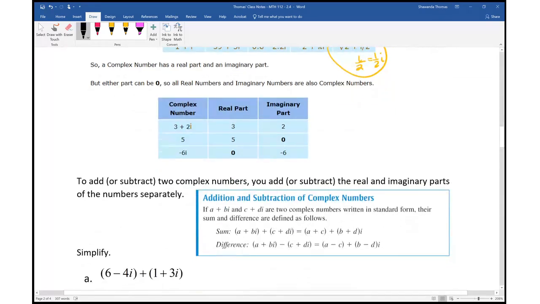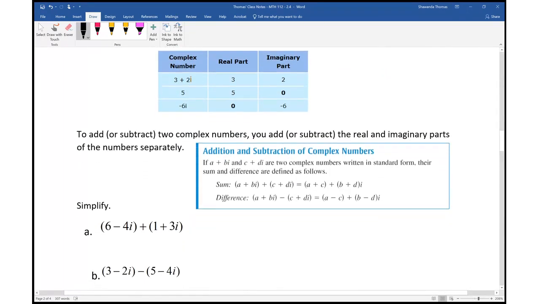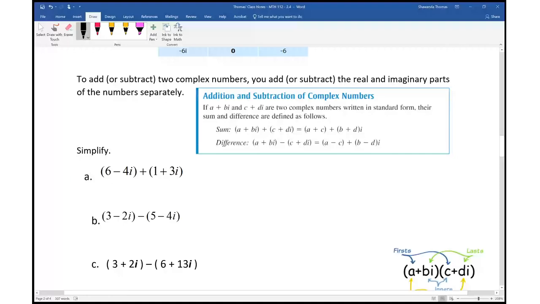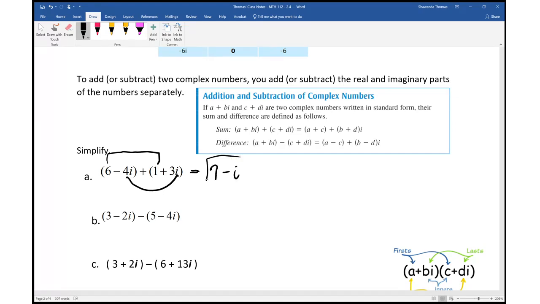Now when we add, subtract, and multiply complex numbers, it behaves the way we added, subtracted, and multiplied in the real number system. So for example, 6 minus 4i plus 1 plus 3i, we treat it like we're looking for like terms. 6 and 1 we can add together, and negative 4i and 3i we can add together. So 6 plus 1 is 7, and negative 4i plus 3i is negative i. Notice I wrote it in the standard way, a plus bi. I wrote the real part first.